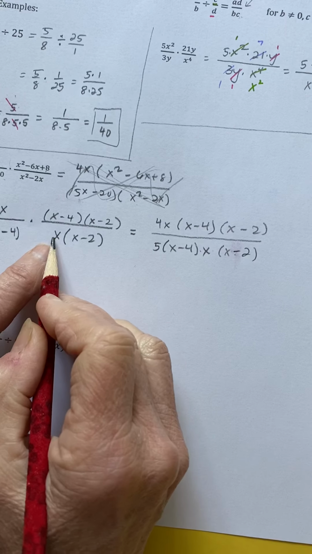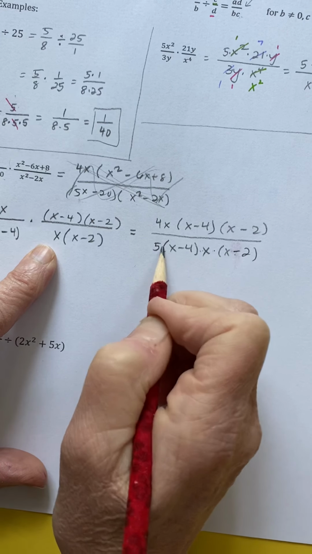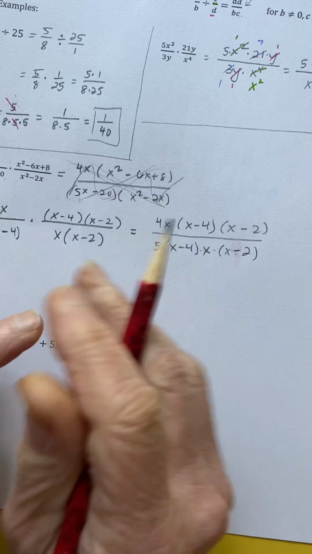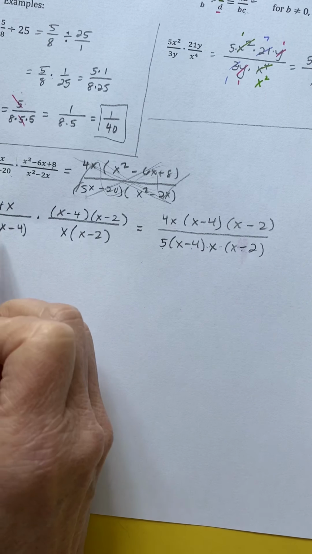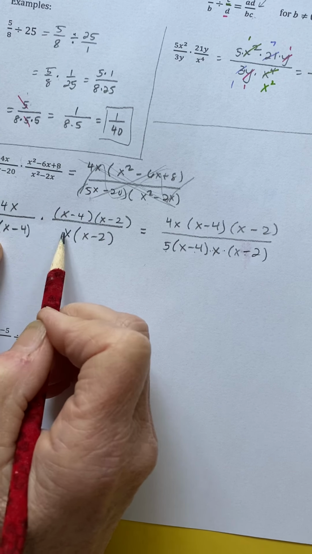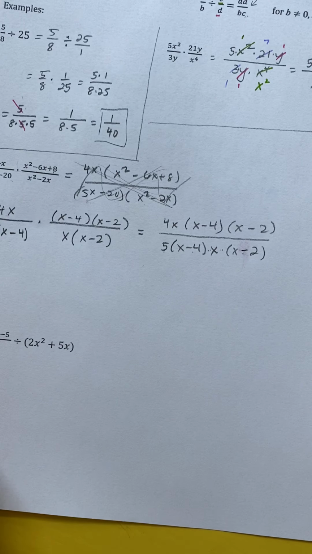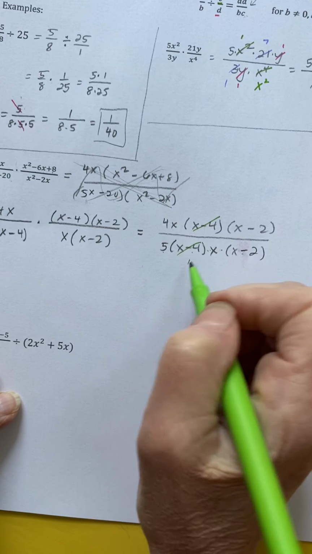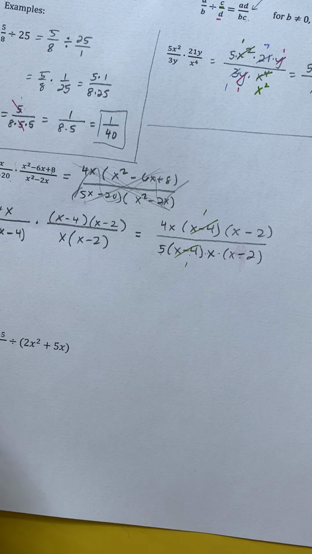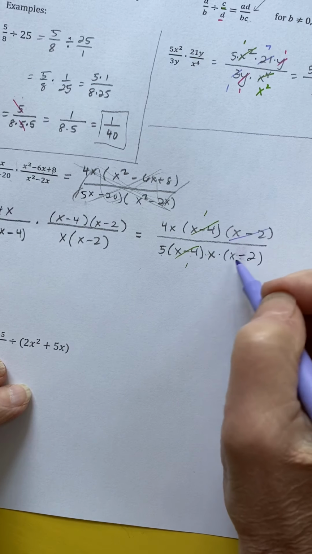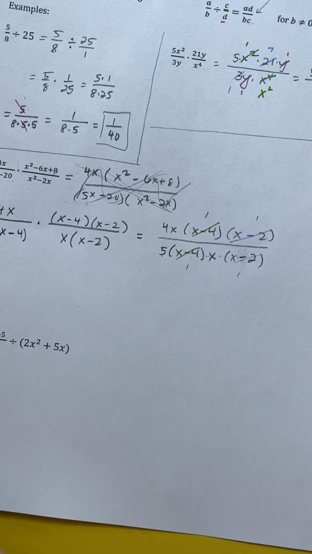That x is that x, and it's just multiplied. It could be put in front here with this x if you want, but this is just saying these are 4 things that are multiplied. 5 times x minus 4 times x minus 2. And all I'm going to look for is common factors. I've got an x minus 4 factor. That leaves a 1 and a 1 on the top and bottom. I've got an x minus 2 factor. That's going to be that and that.